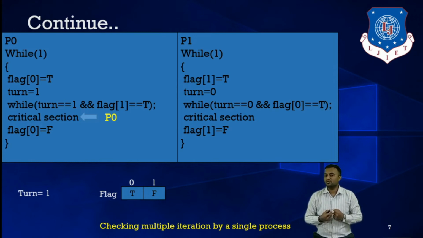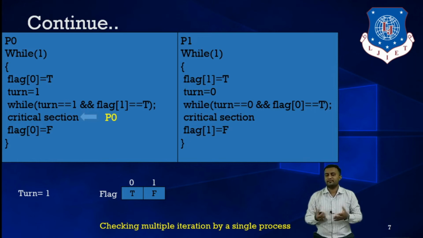So progress means what? The progress property we have already understood in the previous session. Those processes that are interested to enter into the critical section, only those processes we need to allow to enter. Processes which are not interested, we don't want to allow into the critical section. That is the progress property. So let us discuss that.